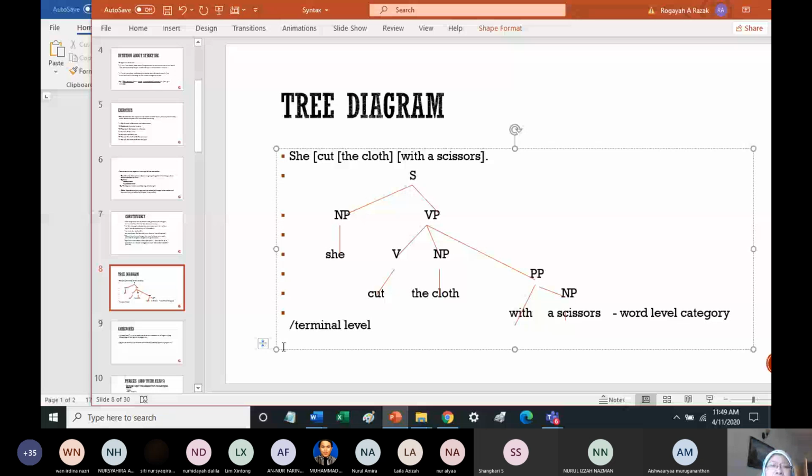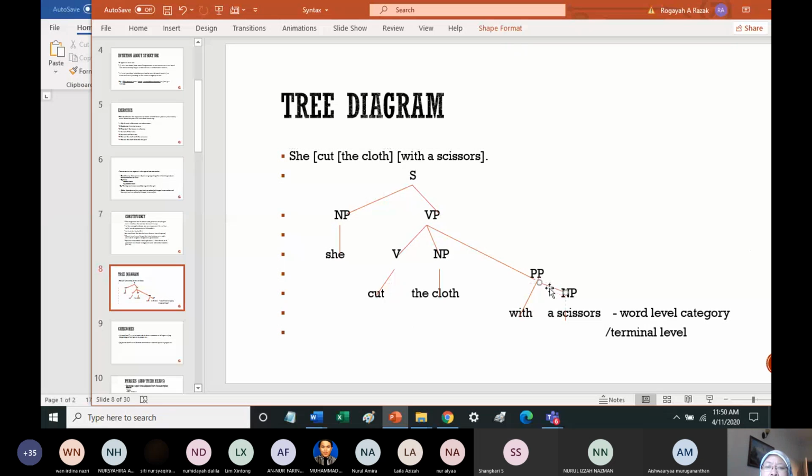Why is it terminal? Terminal is like when you take the bus, the bus station is terminal. That means that's the end of the road. End of the road for the sentence. So all these word level categories are at the end, terminal.